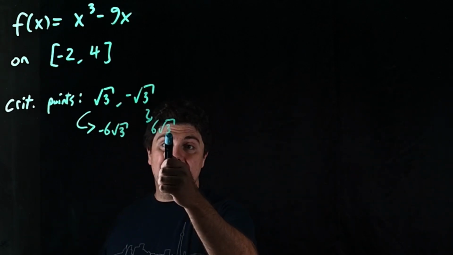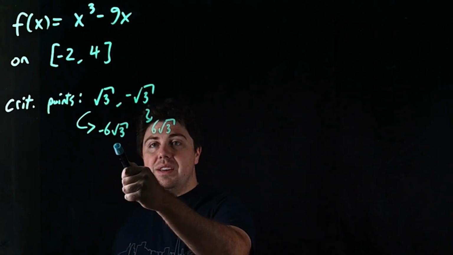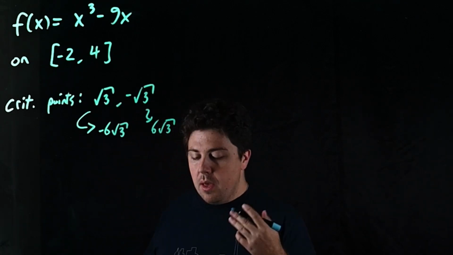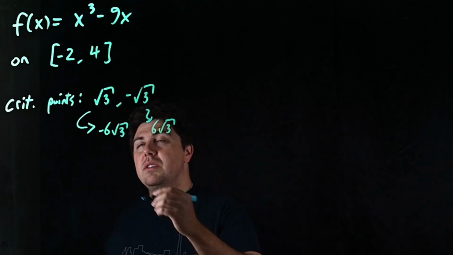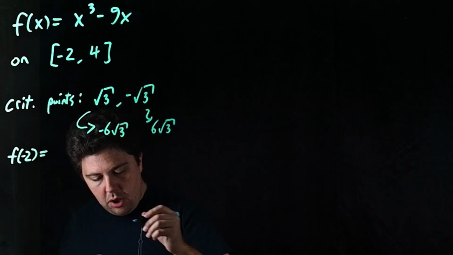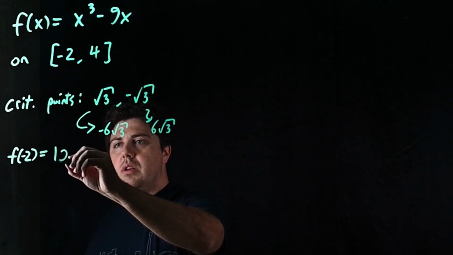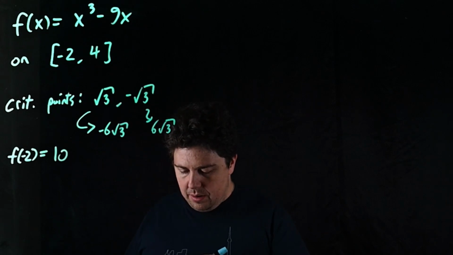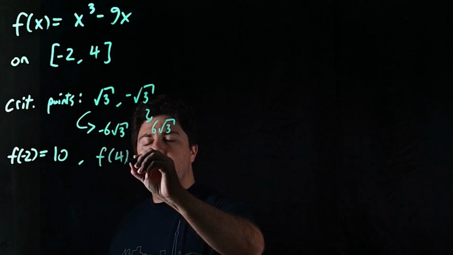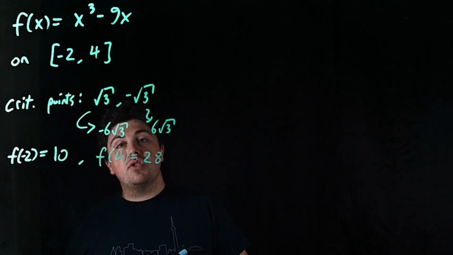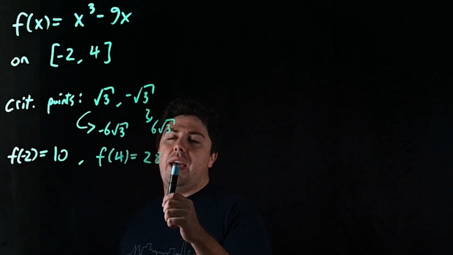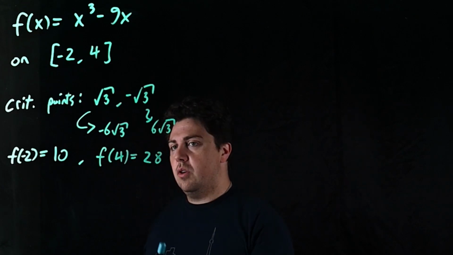So obviously this is a contender for the maximum, though it might not be, and this is a contender for the minimum, but it might not be, simply by virtue of the fact that the function value here is bigger than this one. But now we also have to plug in the endpoints, and we see that f of -2, when we plug it in, is going to give us 10, whereas if we plug in f of 4, we are going to get 28. So, as it turns out, our absolute minimum is going to occur at √3, and our absolute maximum is going to occur at 4.